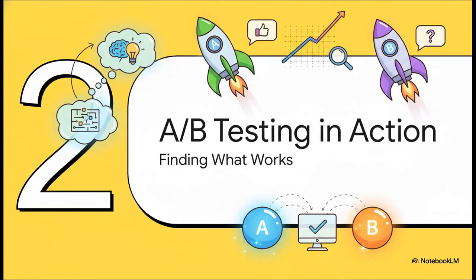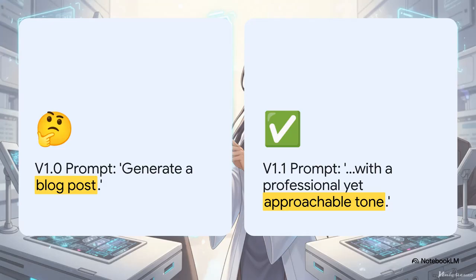Okay, so you've got your framework set up. Now what? Well, it's time to put it to work. And we're going to use a technique that's been proven to work in everything from marketing to software design. A/B testing. We're going to systematically figure out what works and, just as importantly, what doesn't. Now, this is where it gets really cool. On the left, we've got our original prompt, version 1.0. Just generate a blog post. Kind of vague, right? But on the right, version 1.1 has one tiny change. We added with a professional yet approachable tone. That's the whole point of A/B testing. We're changing just one single thing to see exactly how it impacts the final result. This is science in action right here.